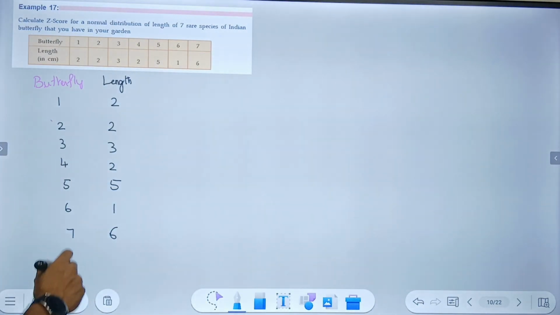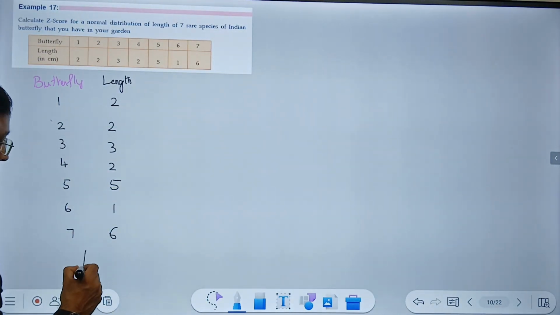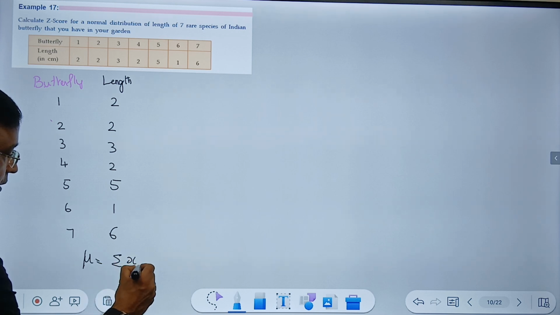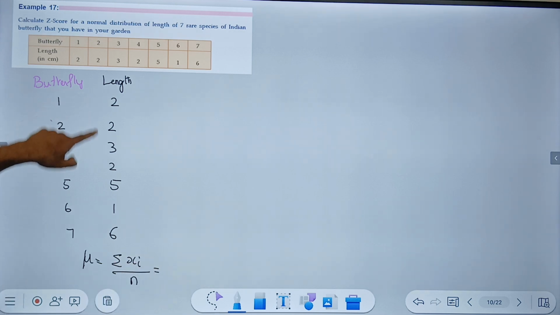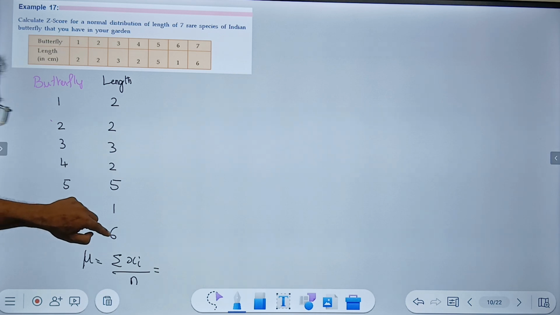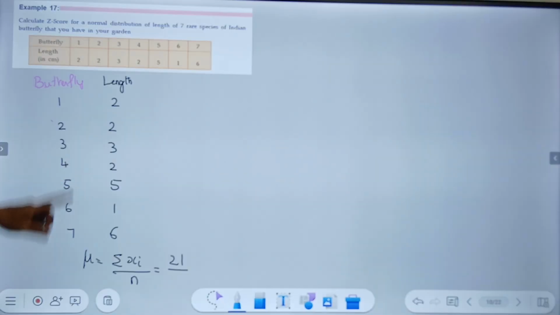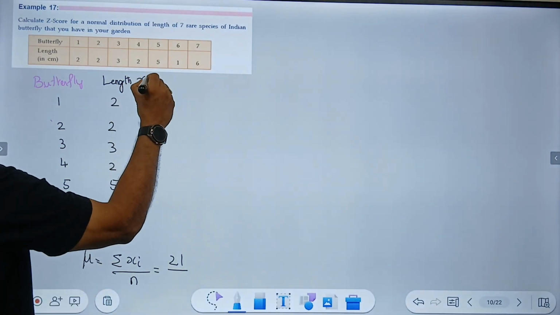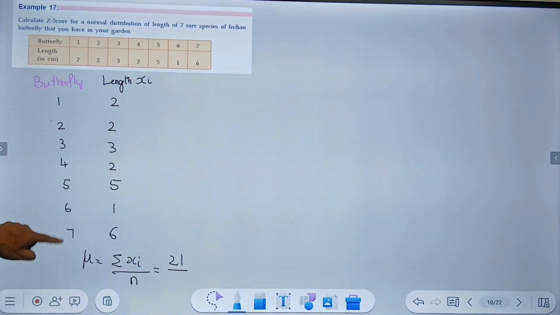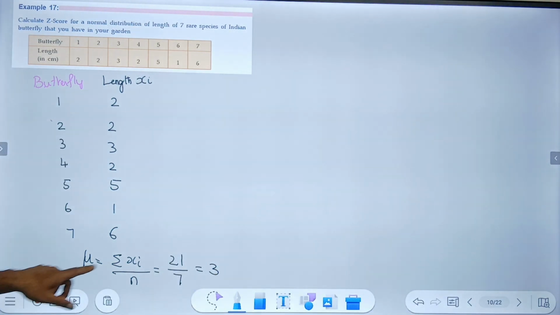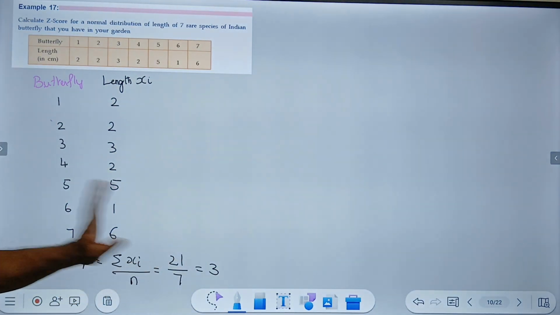Now I want to find the mean. How do I find the mean? The mean formula is sigma xi by n. So what is sigma xi? Add all of them. If you add all of them, I get 21. This is your sigma xi. And what's the total number of data? Total number of data is 7. So what is my mean? My mean is 3. Mu is 3.